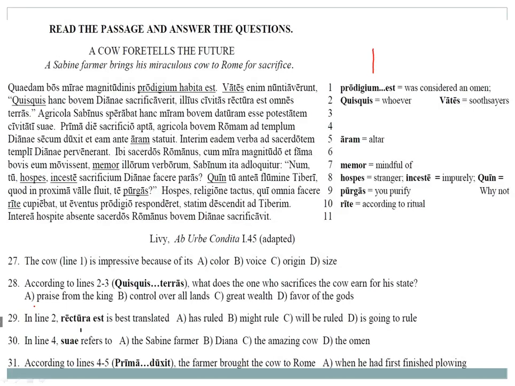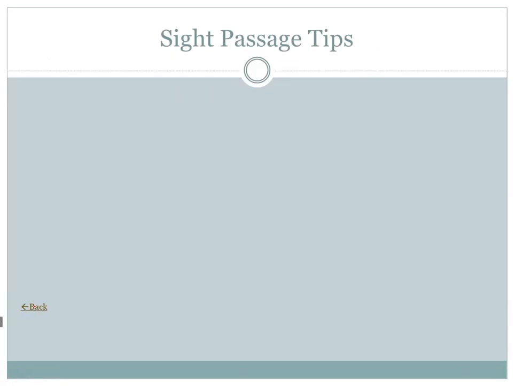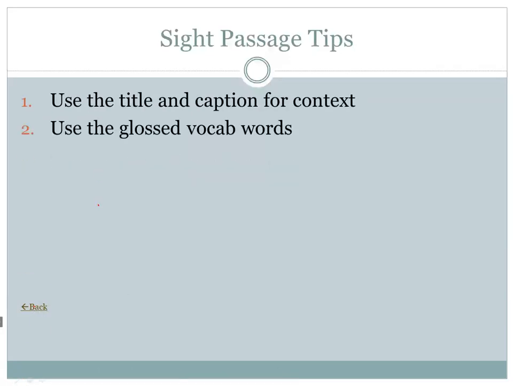Now, pro tip number 2. There are glossed words right here on the right-hand side. All the glossed words are underlined in the text. For example, "Prodigium habita est." So don't forget about them. Don't try to translate everything if it is glossed for you. So use the glossed vocab words. Number 1, use the title and caption. Number 2, use the glossed vocab words that they give you. It's important.